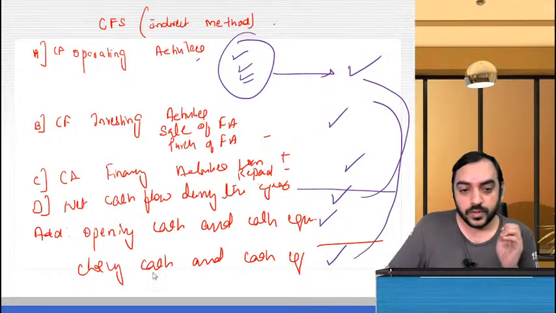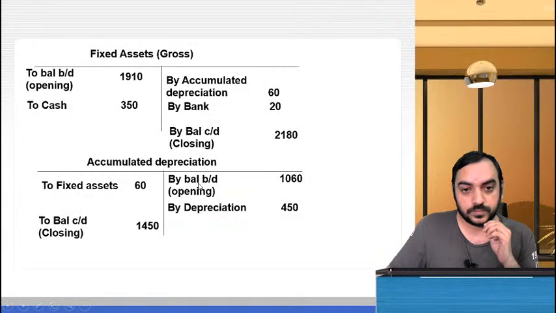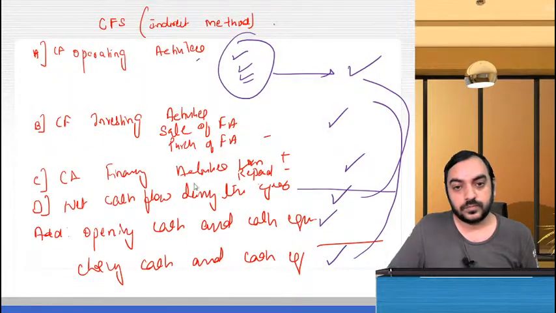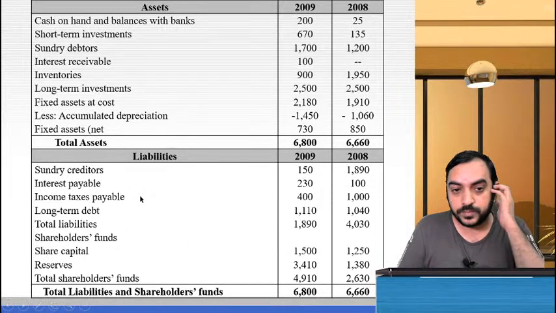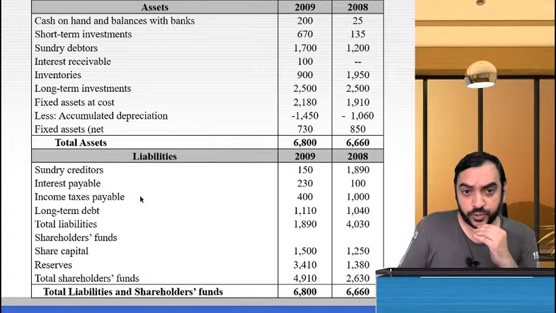Okay, let us go to the problem now. Let's do one full-fledged problem. So come to this problem. It might be there somewhere. Please search for this problem.